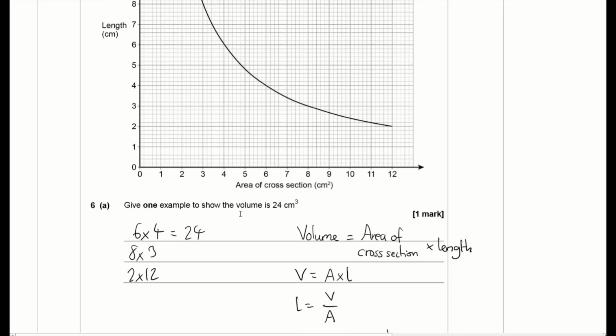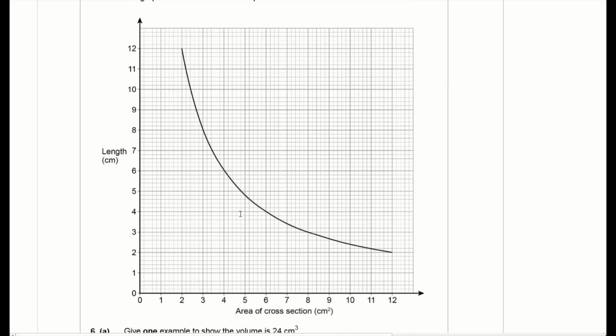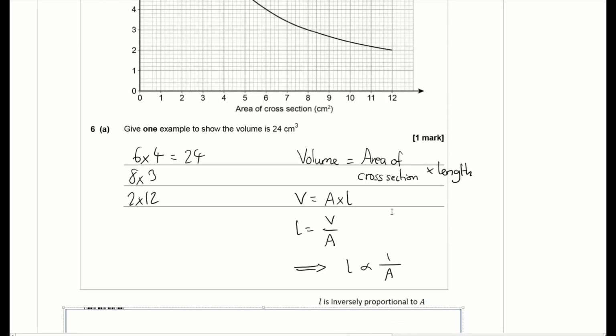Now, you do also have to recognize direct proportion as well. Direct proportion is just a straight line through the origin. If they'd chosen to plot a graph, say, of volume against area for a prism, you would have seen a straight line. But because it was length against area, area itself is in the denominator of the formula, which meant it was going to have an inverse relation. Anything on the numerator will have a directly proportional relation, whereas anything on the denominator will be inverse.